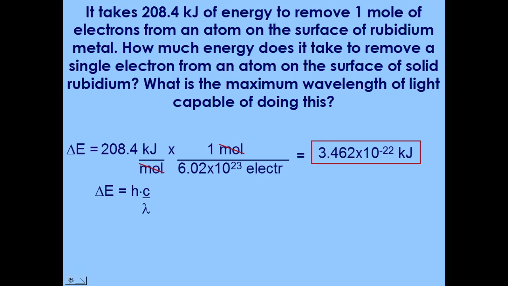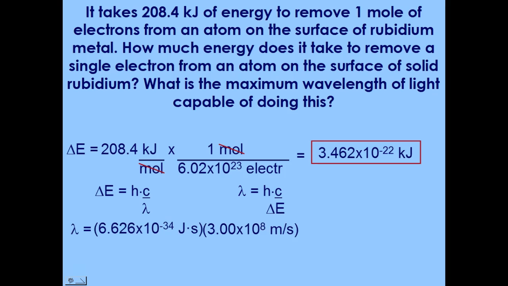Lambda, our wavelength, would equal hc over delta E. We know our h, our Planck's constant. We know our speed of light. And we now know the energy change associated with removing 1 electron, 3.462 times 10 to the negative 19. Note that I changed from kilojoules to joules so that the joules would cancel out with Planck's constant. You do need to make sure you watch out for your units, especially those of you who don't like to write them. The joules would cancel, the seconds would cancel.